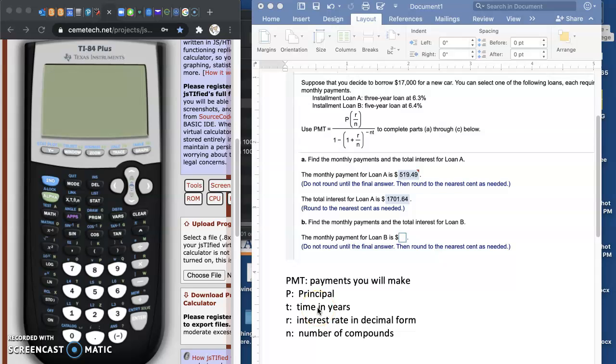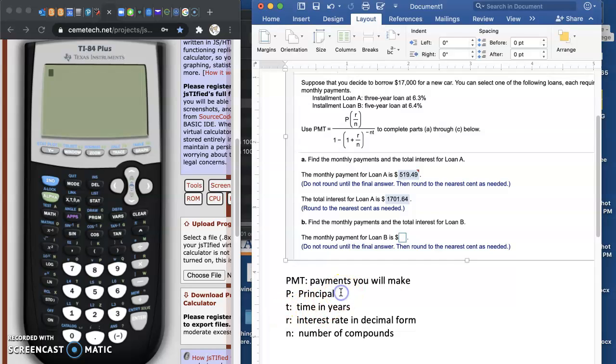Okay, this is a problem out of 8.6. It happens to be your number 3. Now let's talk about the problem. So PMT is the payments that you'll make. PMT stands for payments. P stands for your principal, or that large amount that you're getting a loan for.